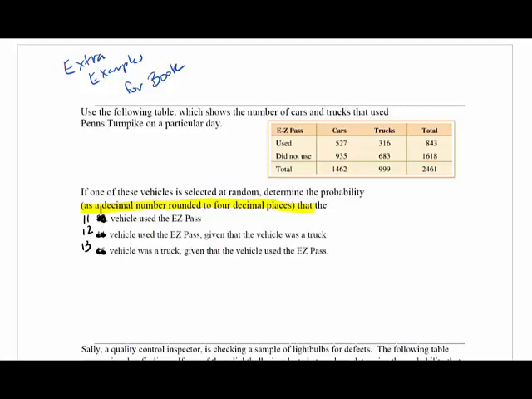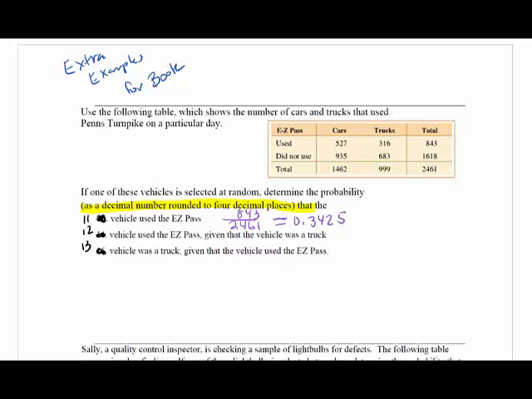So number 11, one of these vehicles is selected at random. Determine the probability that the vehicle used is easy pass. Don't get into the trap of thinking we always have conditions. There's no given on this problem. So we want to take the total in this chart, which is 2,461, and out of those, how many of them had an easy pass or used it? So we look across the first row, which is 843. Check me later on, plug this in your calculator. We are rounding this to 4 decimal places, which means go out one more and double check that you're rounding correctly.